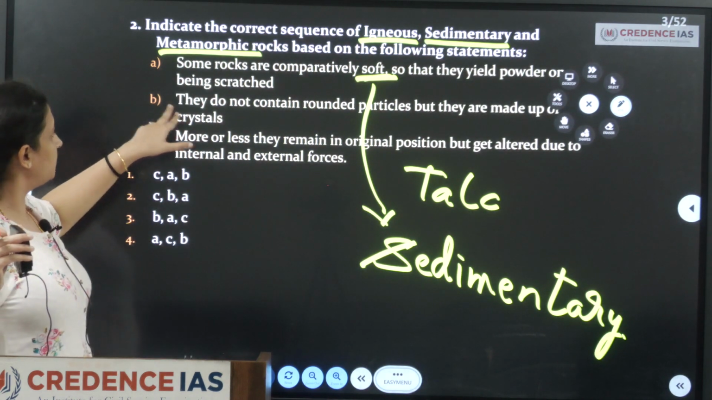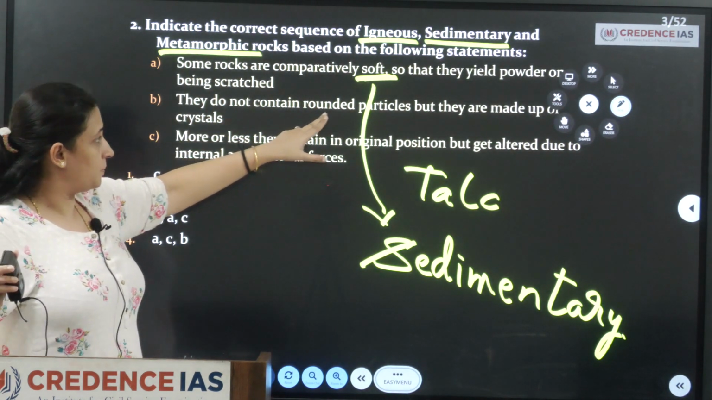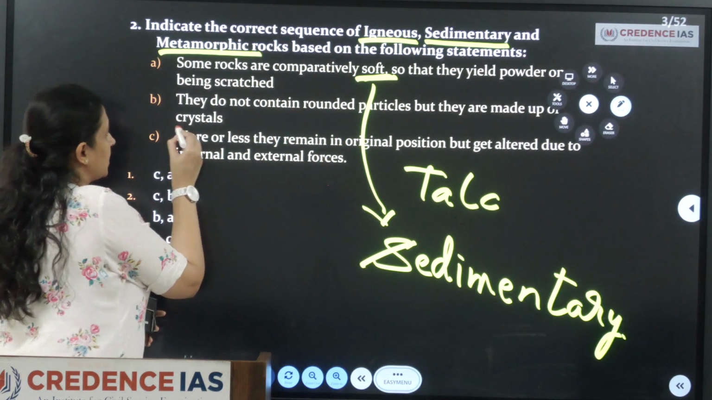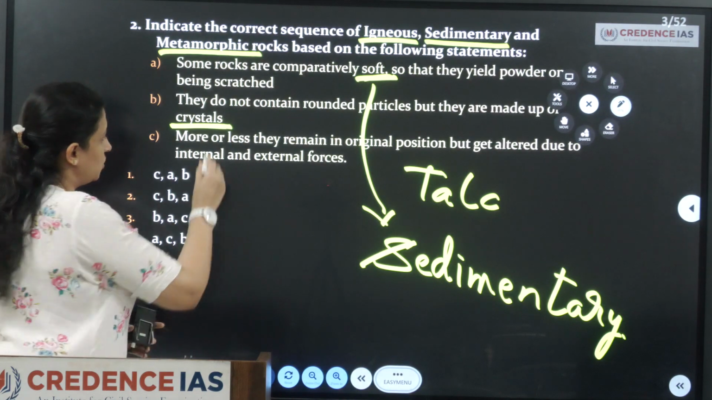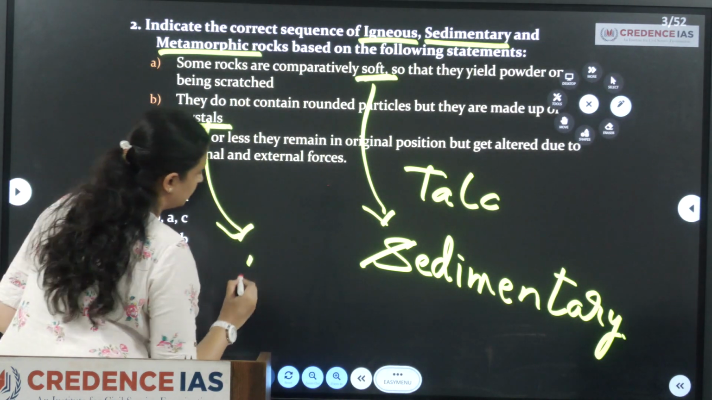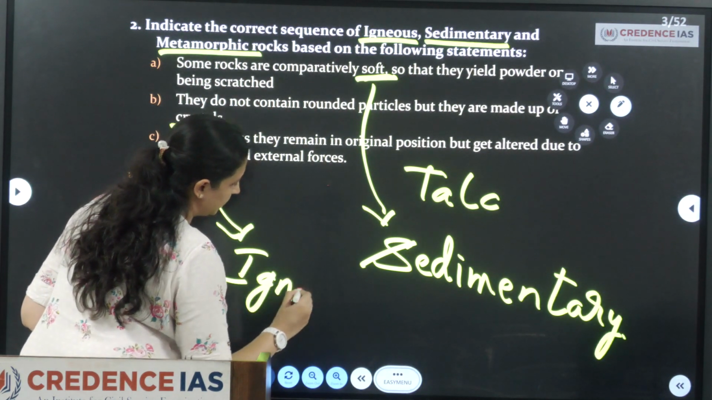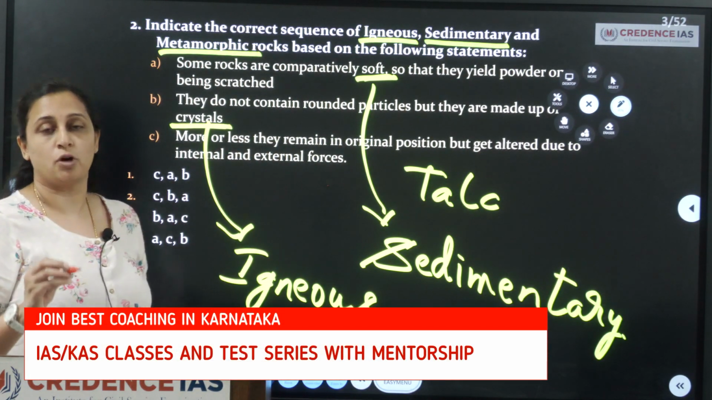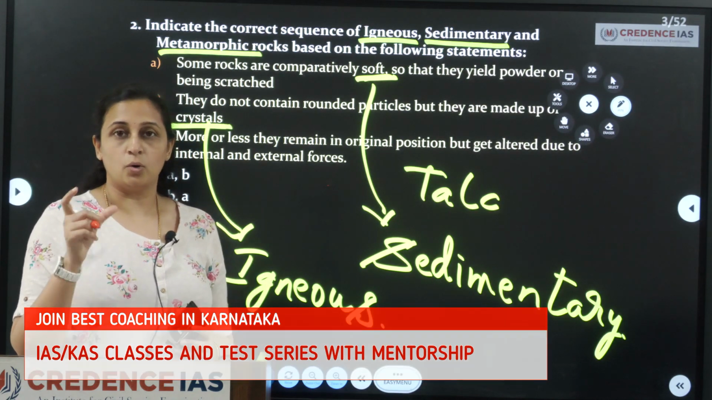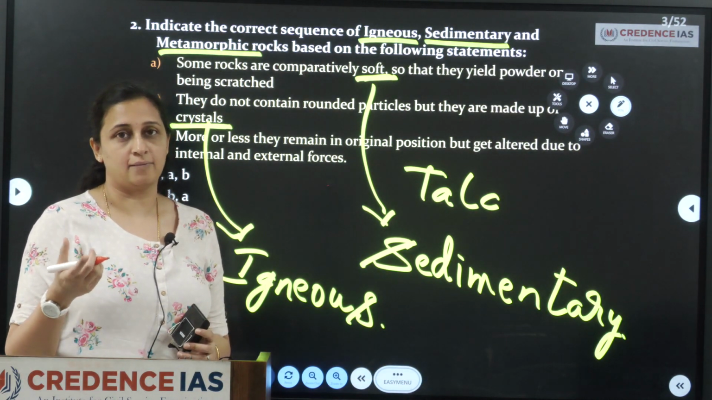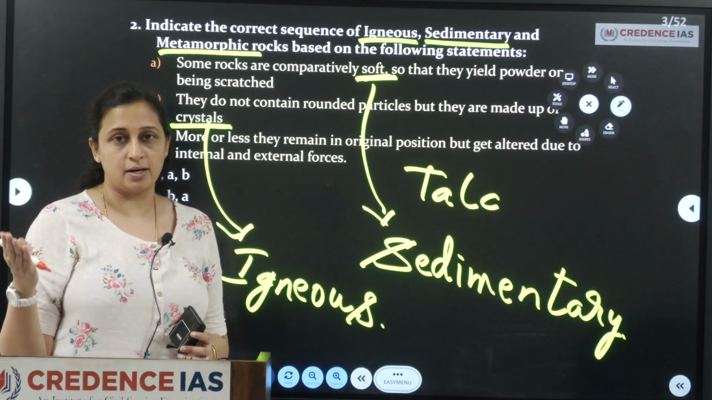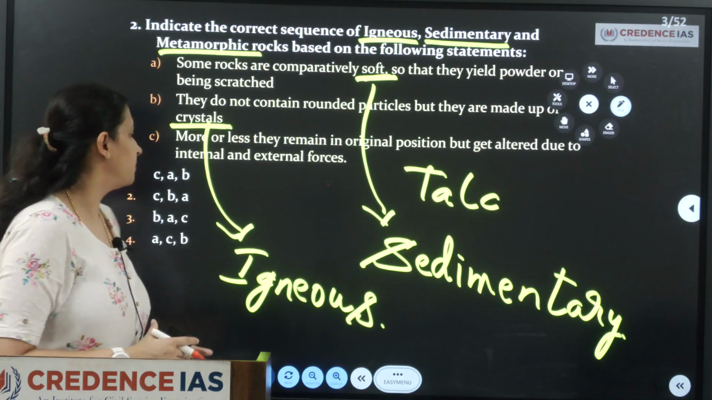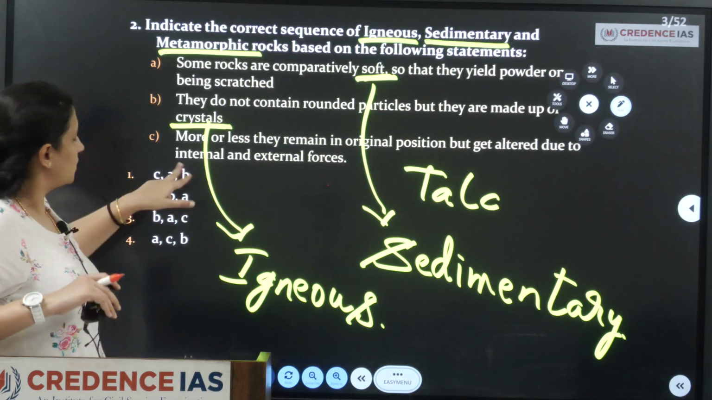Now coming to this one, they do not contain rounded particles, but they are made up of crystals. Here crystals is the keyword for igneous rocks. Igneous rocks are those rocks which are formed by solidification of volcanic magma or lava. The lava coming out from volcanoes comes outside and solidifies, and the rocks formed are igneous rocks.